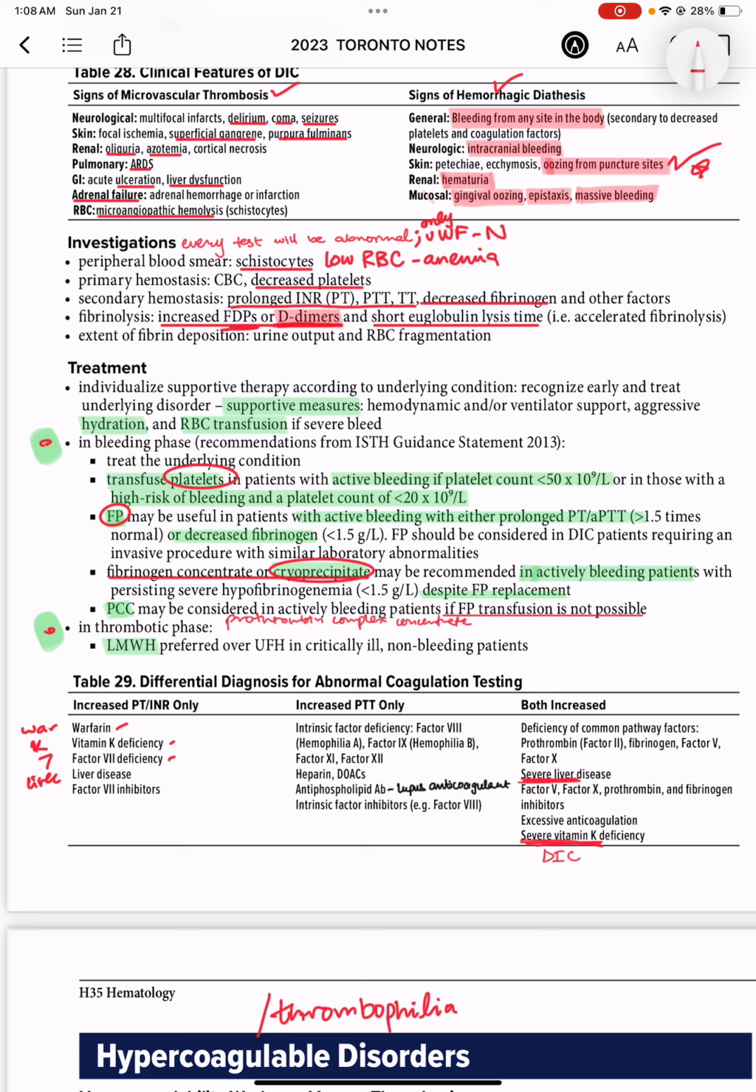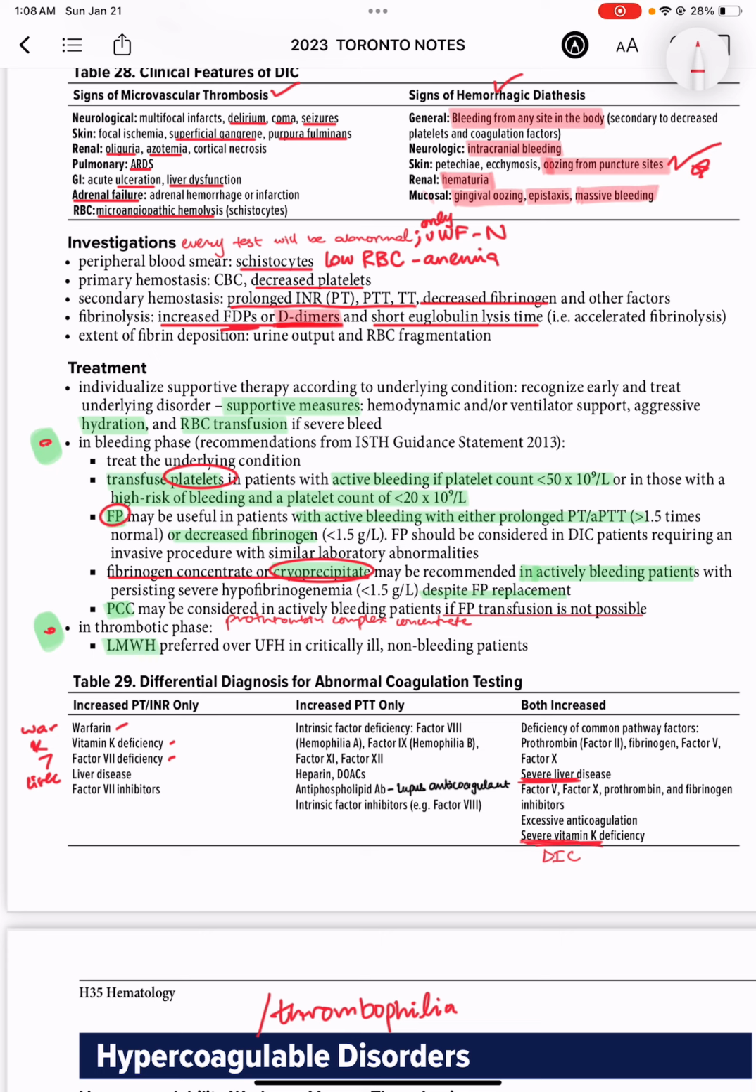So first of all, try treating the underlying condition, but then platelets were decreased, transfuse platelets, especially when there is active bleeding going on and if platelet count is less than 50. Or if there's high risk of bleeding, there is not any bleeding yet, but there's high risk of bleeding and platelet count is less than 20,000. So we can go for platelet transfusion.